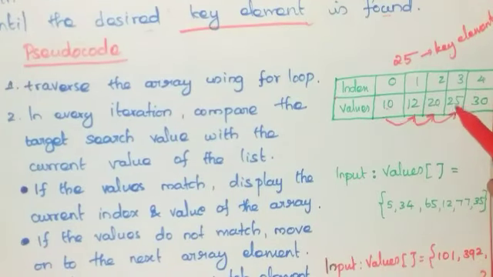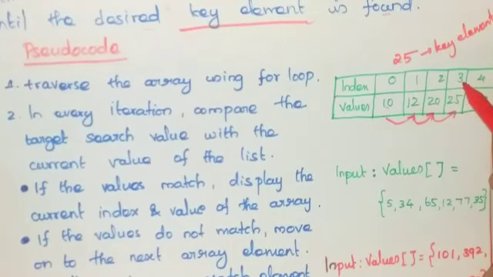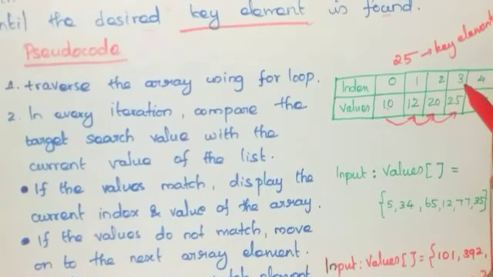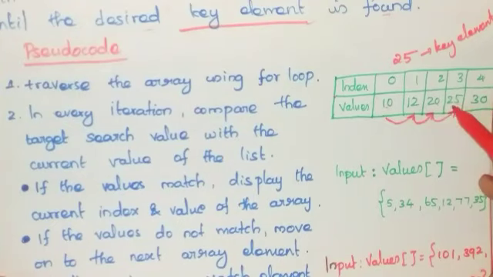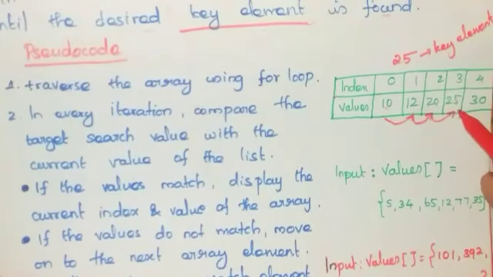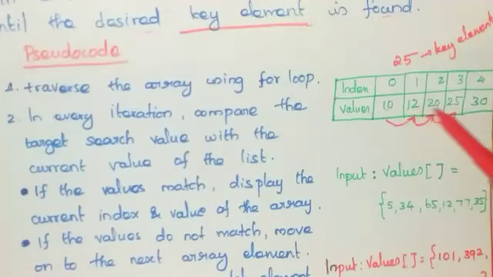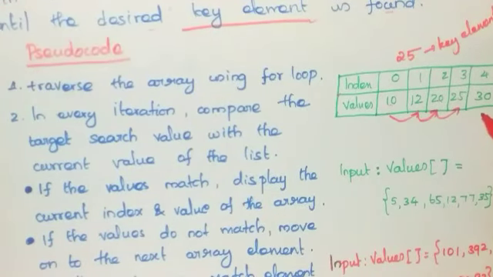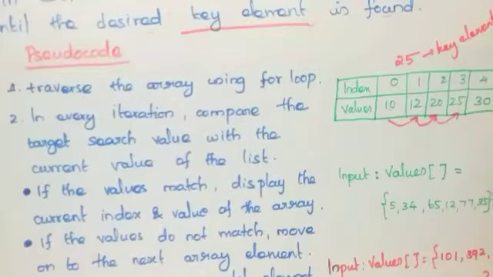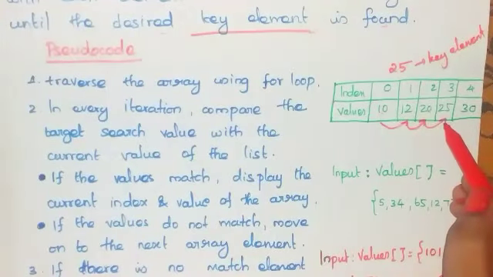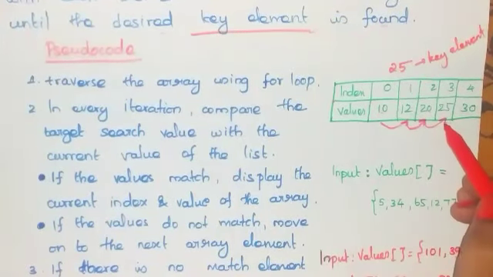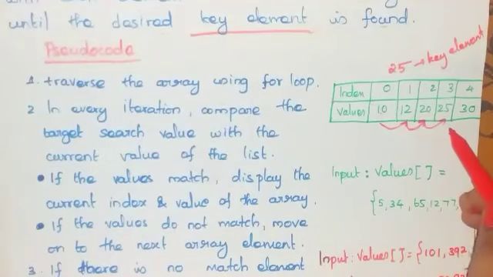So it returns the index position of that element in the output. What is the index position of 25? 3. So it returns the index position 3. Suppose this 25 is not there in the list, which means the key element is not in the list. The search will continue till the end. If you find the key element, you stop your search. Otherwise, you continue your search.